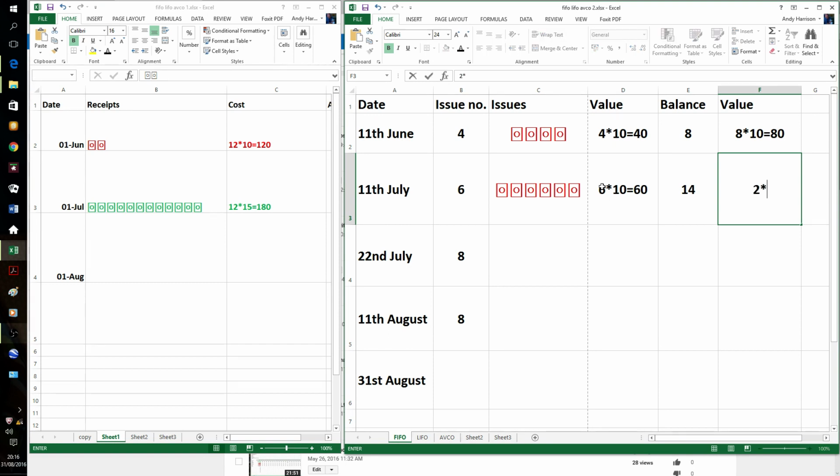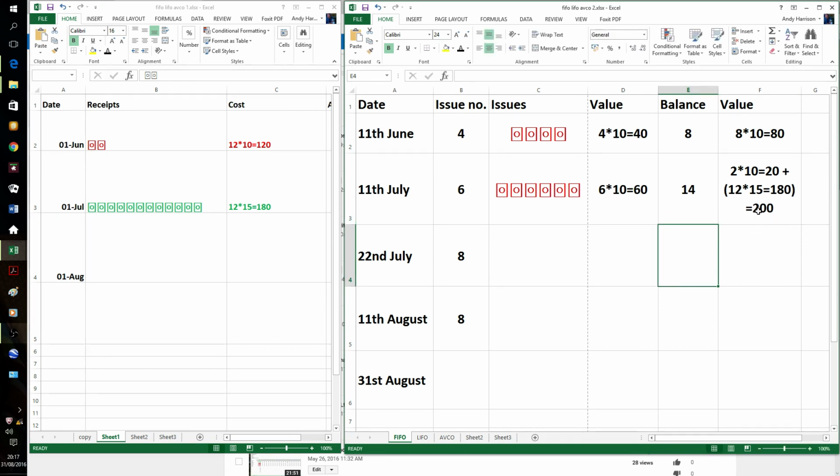So there's 2 lots of 10, so there's £20 there. And then there's a second batch. There's all of the second batch, it's untouched. And on 91.80. Equals 200. So our value of our closing inventory there is 200, and it's a mixture of the 2 batches, 2 from the earlier and all the recent batch.